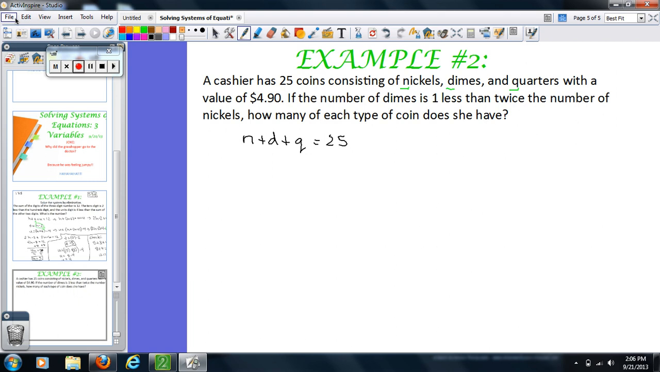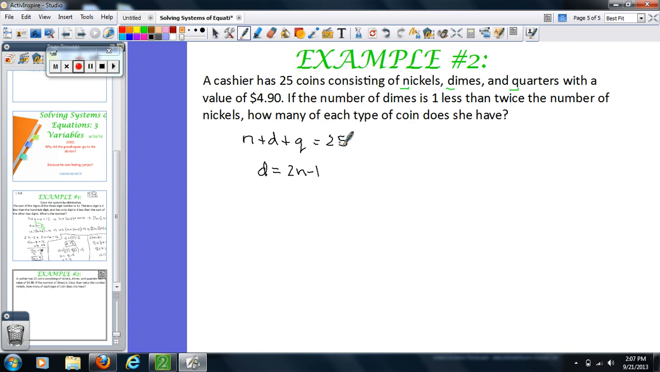And it says that the value of each one, or of it total, is $4.90. Okay? So what that's going to tell me then is that's going to give me another big equation. Alright, so let's continue on. Let's see if we can come up with another equation here first. So it says if the number of dimes, so we have D is 1 less than twice the number of nickels. So I'd write twice the number of nickels as 2n, and it's 1 less than that.